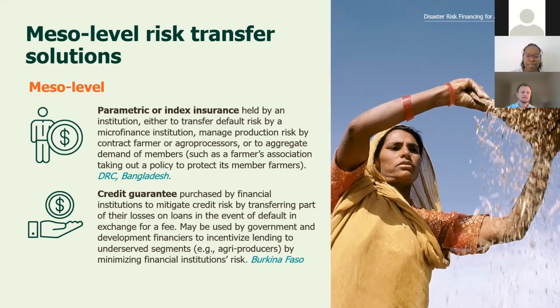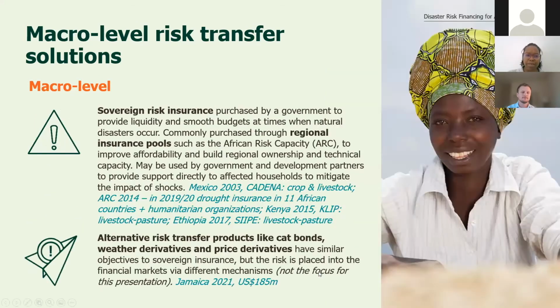So these are an instrument that's usually purchased by a financial institution to mitigate credit risk by transferring part of the losses on their loans in the event of a disaster, of course, in exchange for a fee. In addition to use by institutions, they can also be used by governments and development partners to incentivize lending to underserved segments of the market, for example, agriculture producers or SMEs. So later on, my colleague Fatima will give us an interesting case of Burkina Faso. Next slide, please.